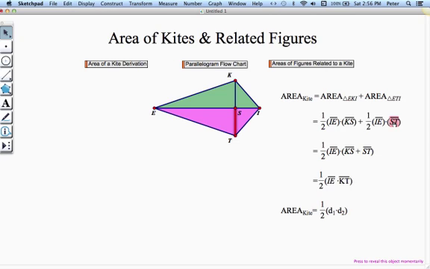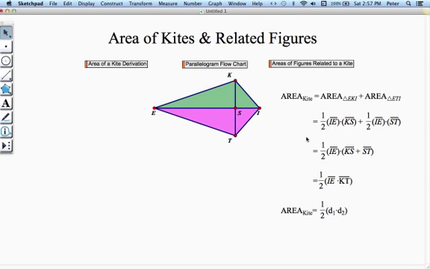Of course, you'll recall that the diagonals of a kite are perpendicular. So one of the diagonals can serve as the altitude to both of these triangles. Now, if I do a little algebra and factor out a 1/2 and the common factor EI, I'm left with 1/2 EI times the sum of KS and ST. From the figure, it should be pretty obvious that EI is one diagonal and KT is the sum of the other two. So I have a simplified formula for the area of a kite: 1/2 D1 times D2.